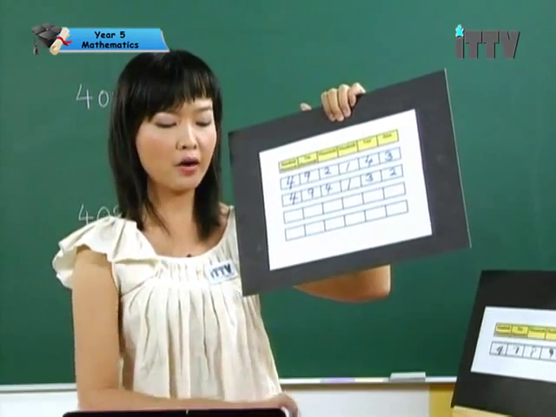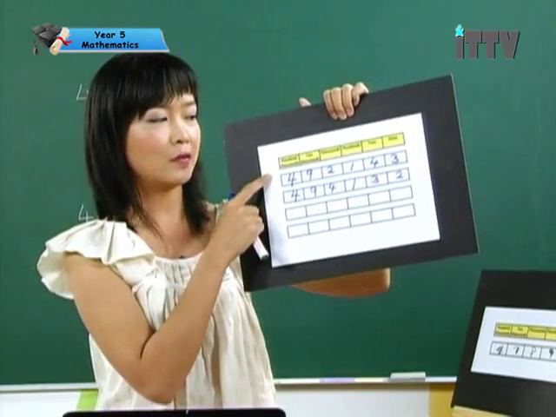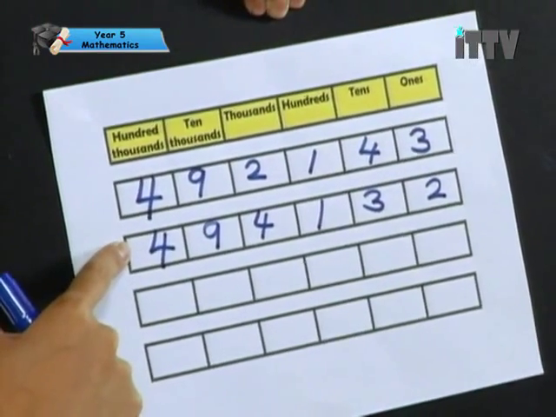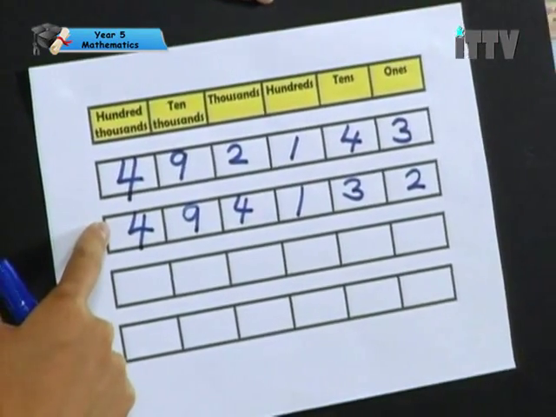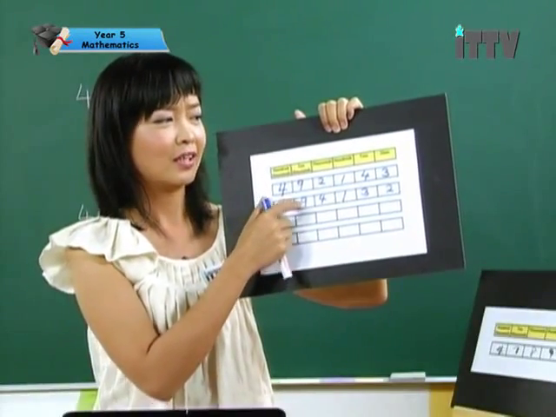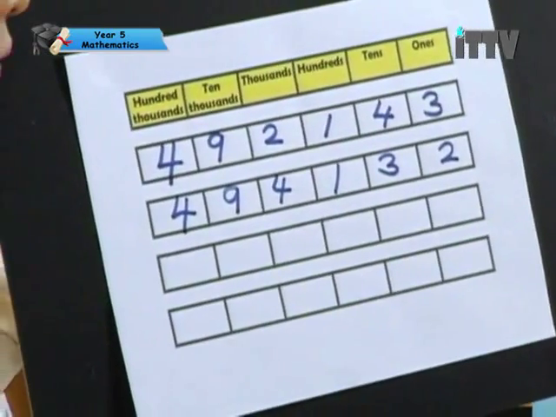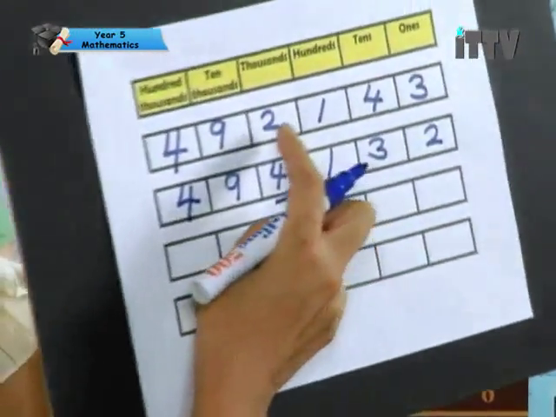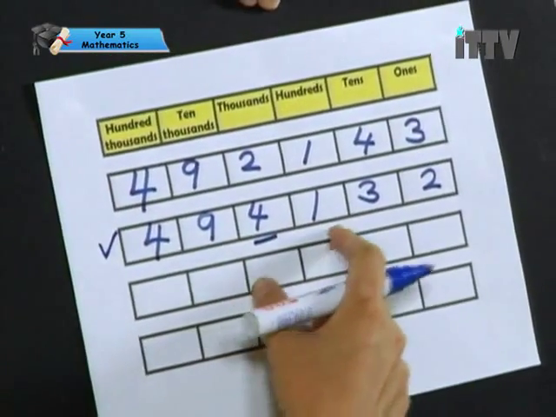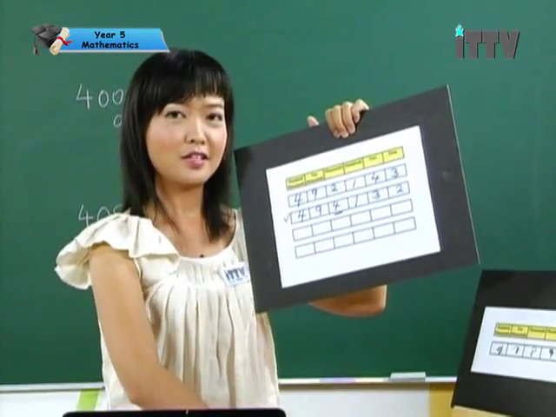Okay, here's the tip. When we compare numbers, we compare starting from the largest place value. So over here, the largest place value is 100,000. Both have the same number, 4. We can't get a bigger or smaller number over here. Let's move on to the next place value, 10,000. 9 and 9. Again, it's the same. Thousands, 2 and 4. Aha! 4 is bigger than 2. So we can conclude that 494,132 is the greater number. Yeah?